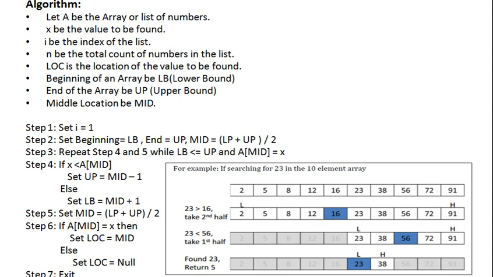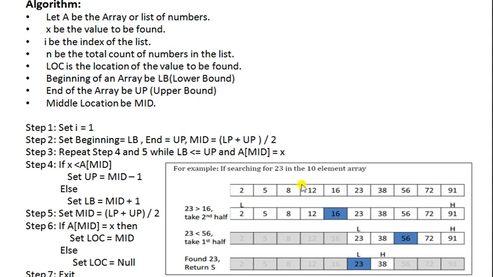Let us now see the algorithm for the binary search. On the screen, you can see the algorithm and a picture of how to search a 10-element array using binary search. Here, in the example, we have an array of 10 elements wherein the element to be searched is 23. This is right here. So let A be the array, this array name is A, and X be the value, that is, X is 23.